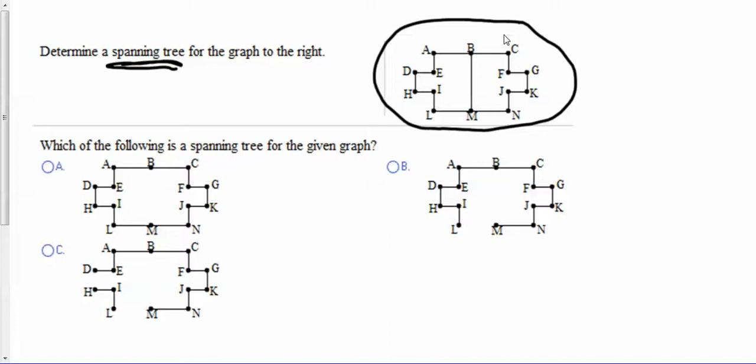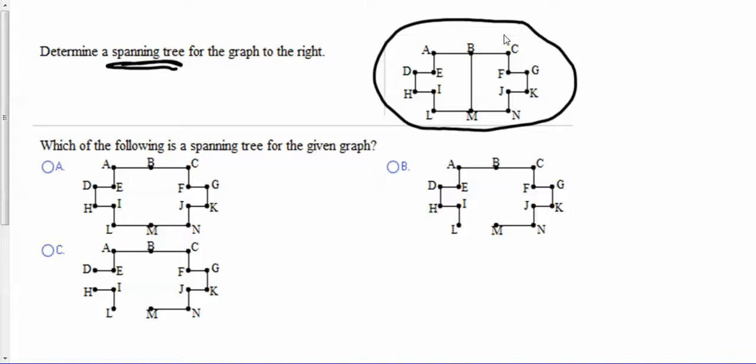Now, one thing you should recall is a tree is a connected graph which does not contain any circuits. And since it is a connected graph that does not contain any circuits, we should be able to come up with a path from any vertex to any other vertex in the graph. So if we look at our examples here, there's three options for a spanning tree.